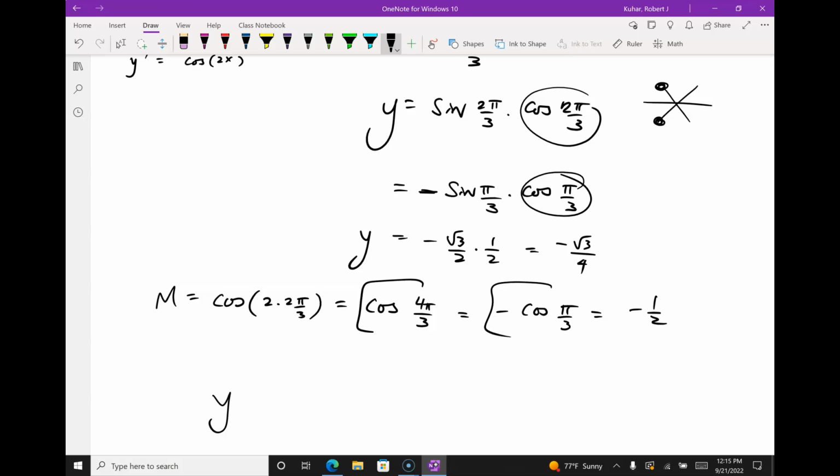All right, tangent line. Yes, I sound a little angry today, don't I? So y minus the negative rad 3 over 4 equals minus 1/2 times x minus 2 pi over 3. Everybody following me, yes?